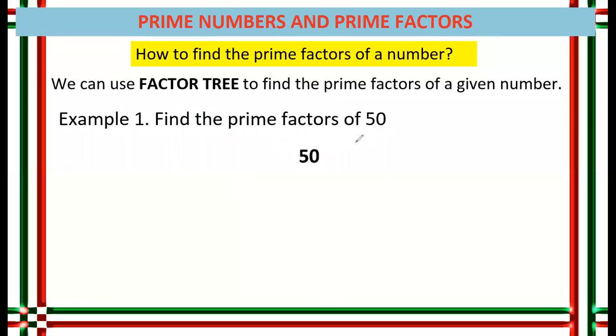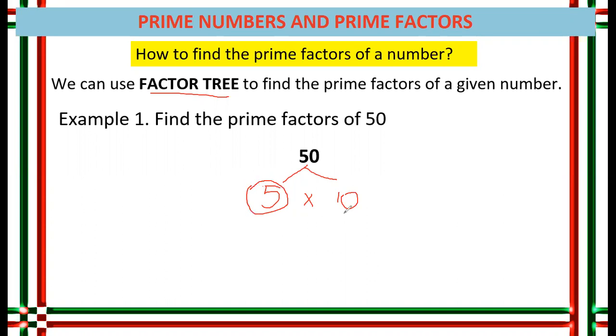Okay, let's find the prime factors of 50. So we are going to use again the factor tree. So remember, a tree has branches. So we can use 2 times 25, or 5 times 10, it is still the same. So now, I want to use 5 times 10. Okay, now let's check, is 5 a prime number? Yes, so let's circle it.